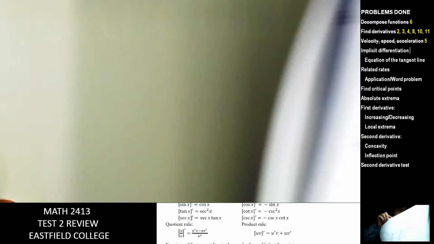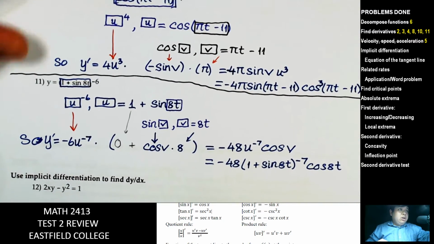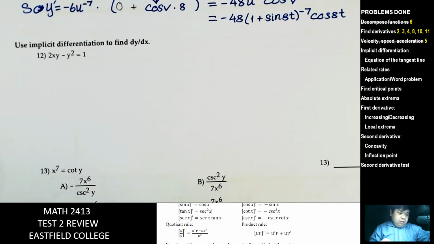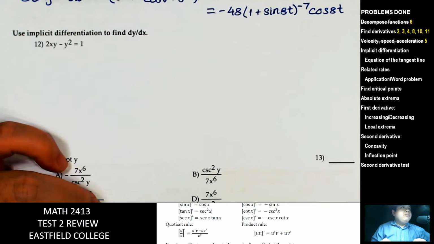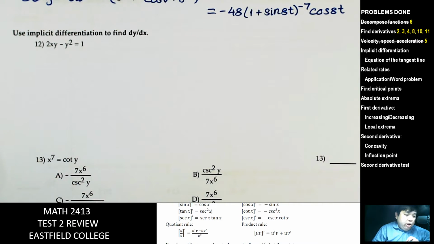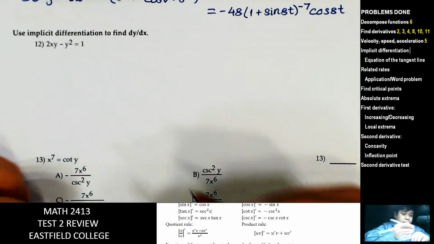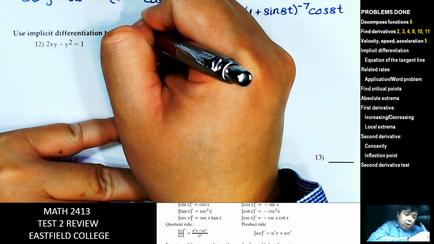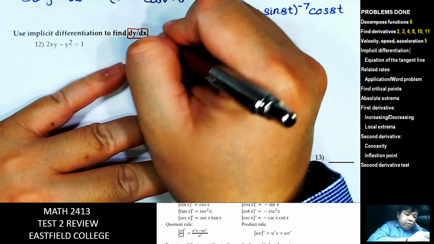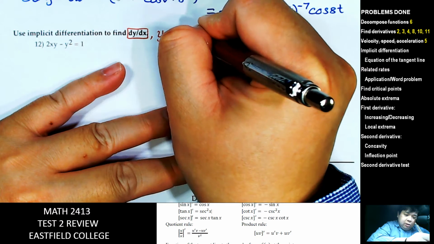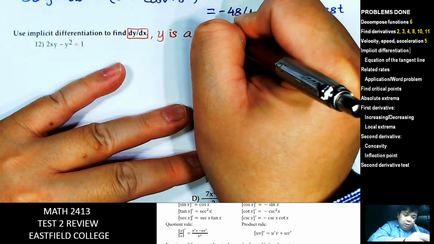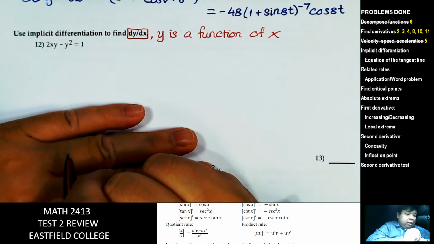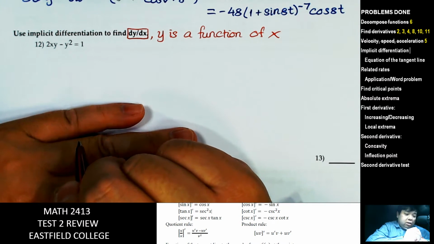Right. Next we have implicit differentiation. So we have this one. So implicit differentiation. First, the question asks us to find dy over dx, which means y is a function of x. So when we take derivative, it's going to be with respect to x.